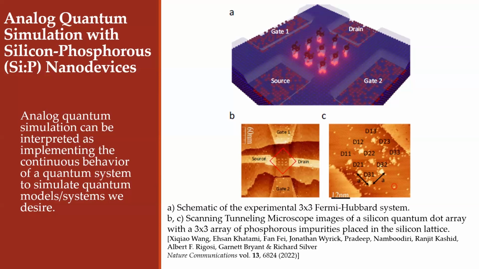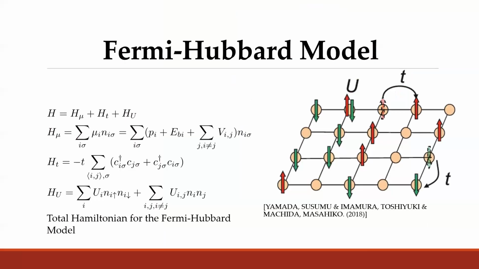And in this case, our continuous quantum system that we care about is the tunneling energies and the on-site energy corrections for these silicon and phosphorus nanodevices. And the reason why we care about these devices a lot is because they have been experimentally proven to be promising candidates for simulating something called the Fermi-Hubbard model. So what is the Fermi-Hubbard model?